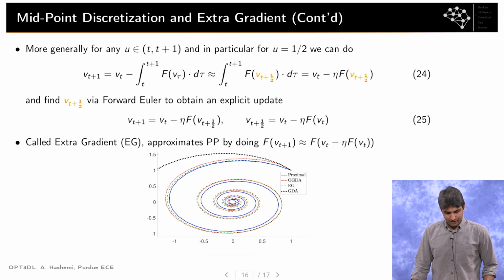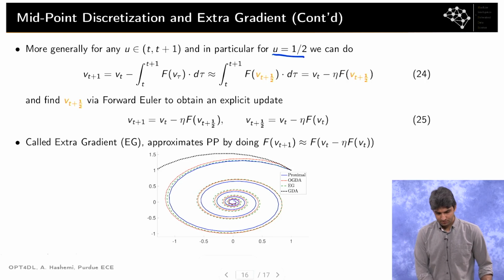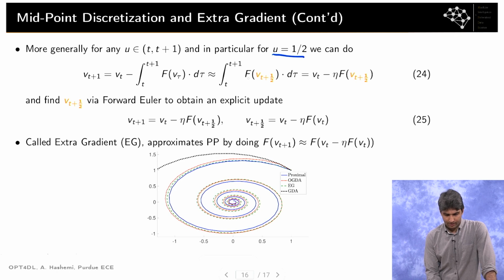So let's talk about another kind of discretization. Well, we replace v tau with the first point and the last one. Nothing stops us from replacing that with any point in the middle. So for any u between t and t plus 1 in this interval, you can basically do the same approximation. In particular, let's take the midpoint. So let's set u to be 1.5, and again we do the same thing.